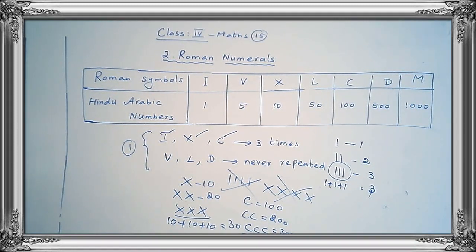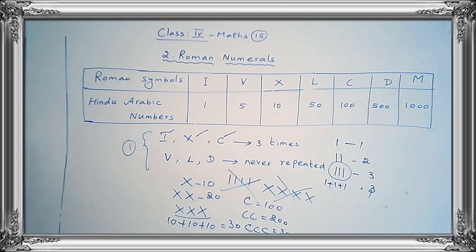Yes. So the first rule is the symbols I, X, C are repeated only 3 times. Okay. But V, L, D are never repeated. That means V, L, D cannot be repeated for more than once.